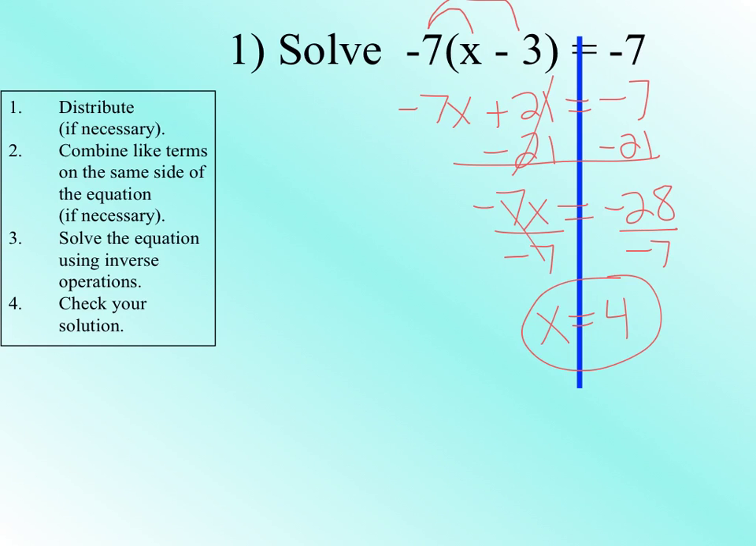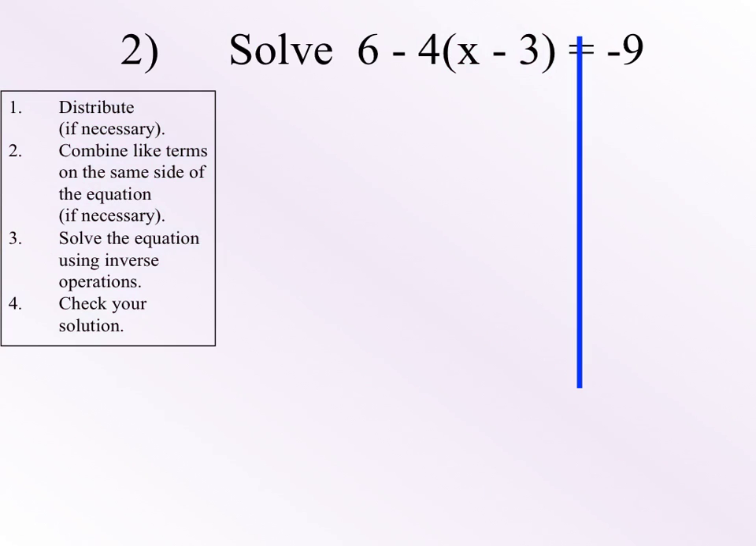Last but not least, we're going to go ahead and do that check. So negative 7 times 4 minus 3, and typically you want to put parentheses around it when you substitute back in to check, but I know it's not going to affect this, so 4 minus 3 is 1, and then negative 7 times 1 is negative 7.